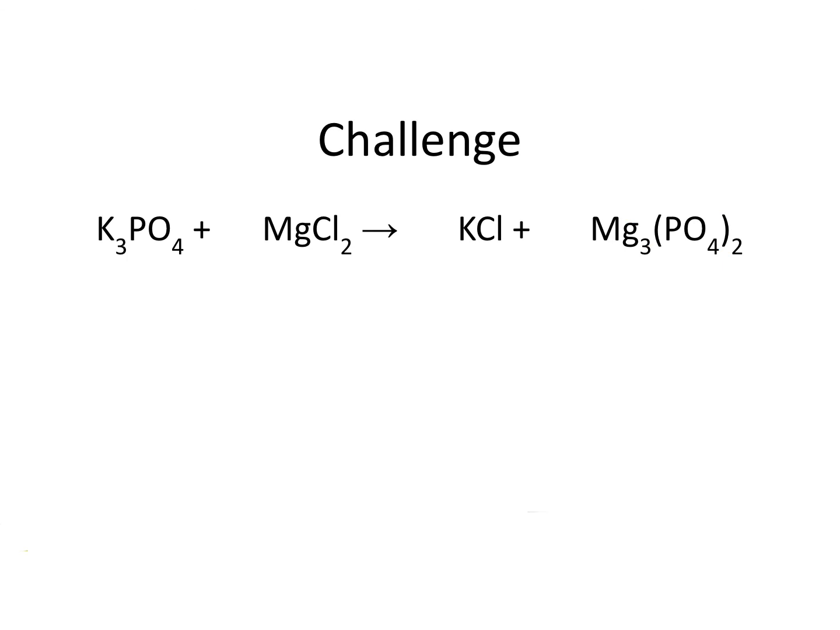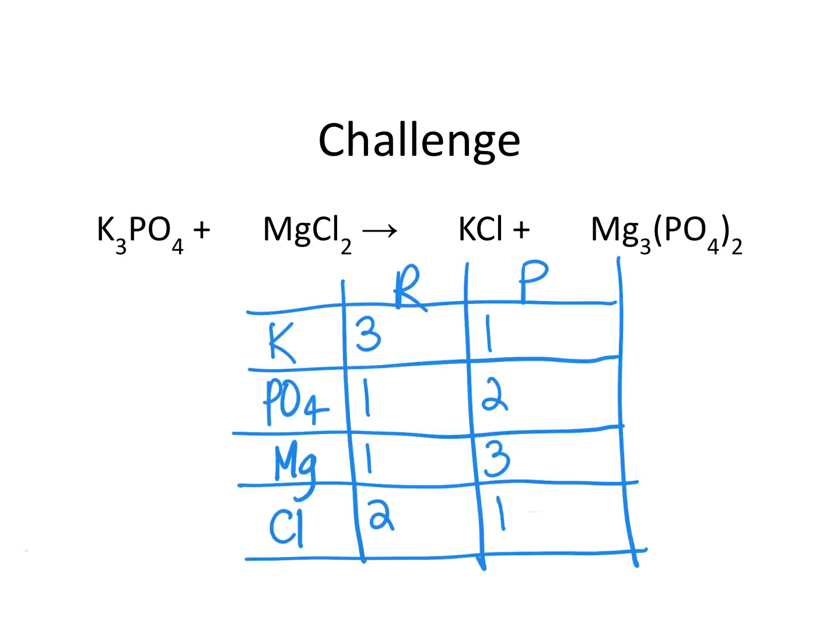Now this one is a challenge one. We have a polyatomic. Remember to treat the polyatomic as if it is one single thing. So don't split up the P and the O's. Just keep it together as PO4 and treat it as one thing. Go ahead and try and balance this. All right, so this is my chart if you're following along.